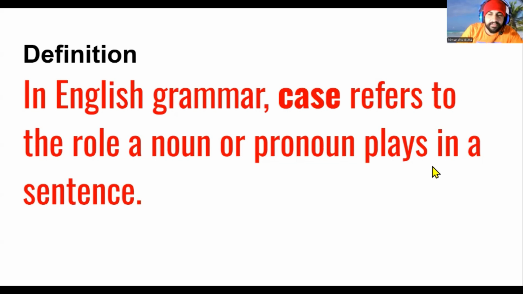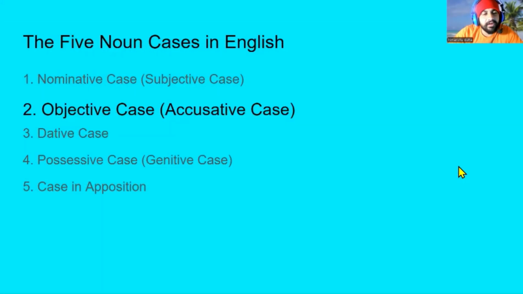There are 5 cases in English grammar. There is the nominative case, which is also known as the subjective case. There is the objective case, which is also known as the accusative case. In literal grammar language, we call it the accusative case. From the name objective case, you can understand how it would work. Here we are talking about nouns or pronouns. Whenever I talk about case, you should understand that we are talking about the noun or pronoun and its role in the sentence.